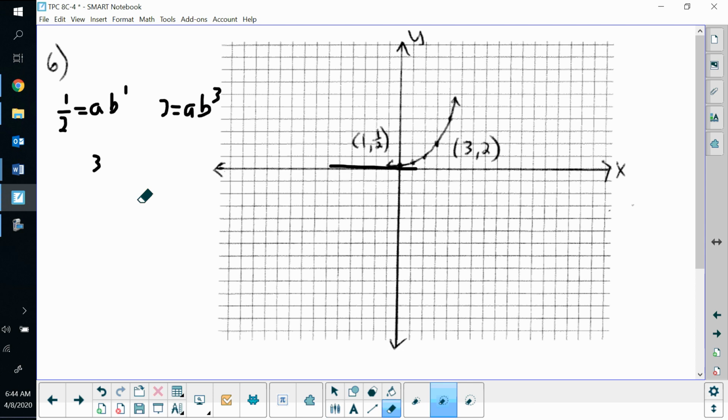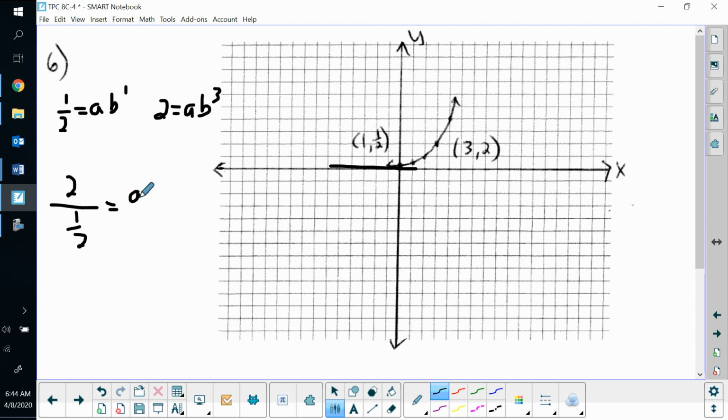And this is a poorly drawn 2 here. This is a 2. So we'll have the 2 on top divided by the half. Then we'll have a times b to the third over ab to the first. If we do 2 divided by half in the calculator, again, make sure you get the things in the right spots, 1/2 all on the bottom. You'll get 4 equals, the a's will wipe out. When we subtract our exponents, we'll get b squared.